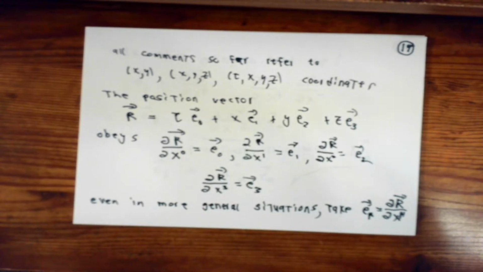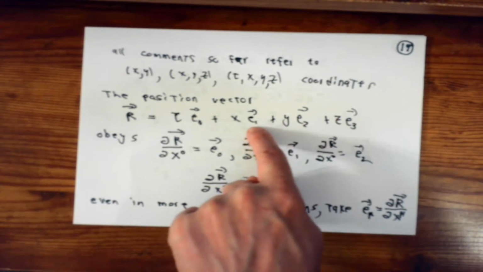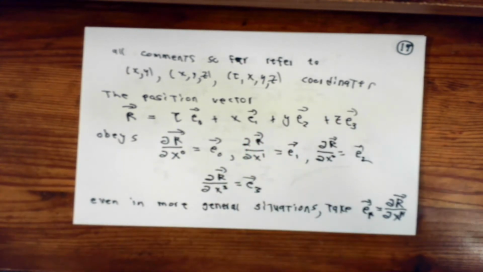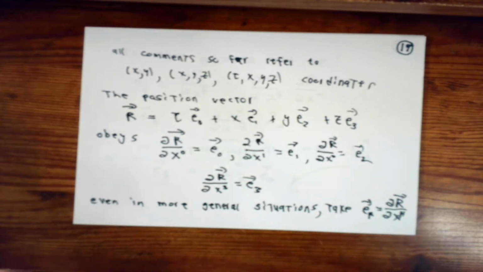Likewise, partial of r with respect to x number 1, that would be partial of r with respect to x. No x, no x, no x, you'll get e1. So another way to think about these coordinate vector basis is I'm getting the basis by taking the partial derivative of location with respect to coordinates. Even in more general situations, we will do this. If we obtain a basis in this way, we will call it a coordinate basis.